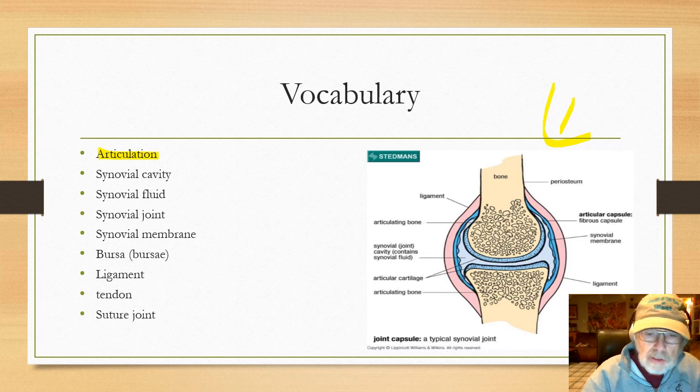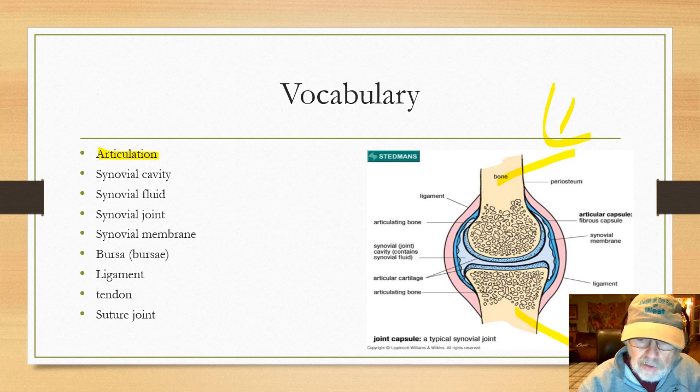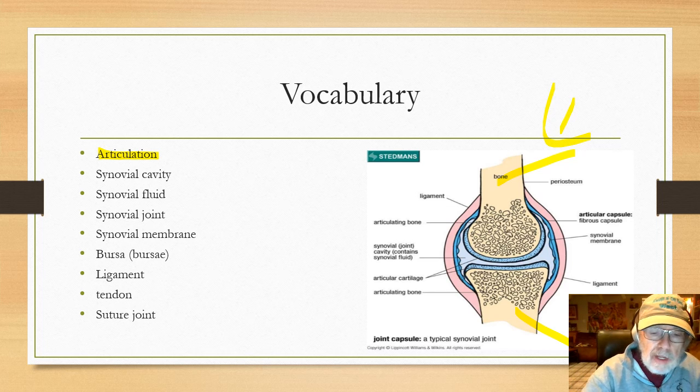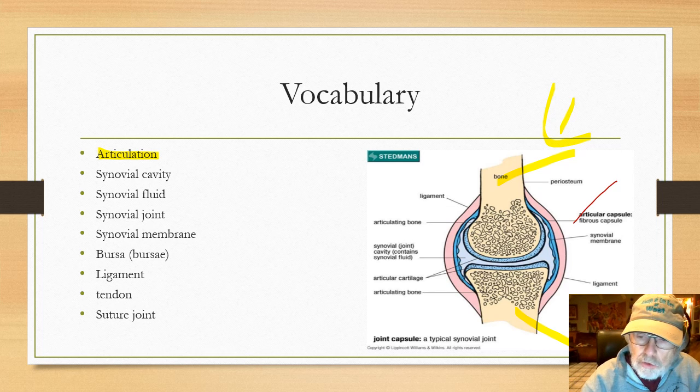Let me mention the parts of a synovial joint. Let's say this is the end of any bone, and this is the end of another bone right here. One bone meets another bone, and that creates a joint, which would be this area inside here. That's the articulation between these two areas. This would be cartilage at the end of the joint.